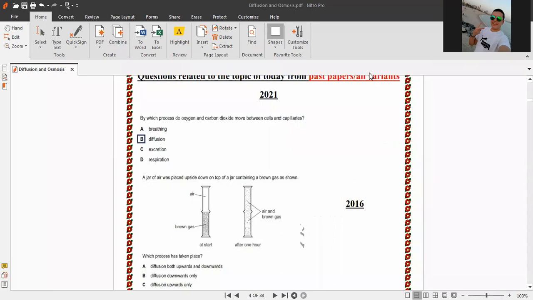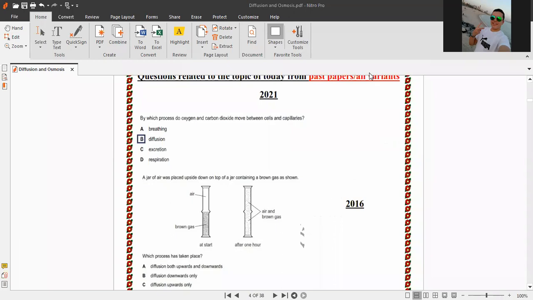Let's see question number 2. The jar of air at the start is placed upside down on top of the jar containing the brown gas, as shown. This is bromine gas. Which process has taken place? Diffusion both up and down, diffusion down, diffusion up, diffusion and osmosis. Here, diffusion up and down. Why diffusion up and down?